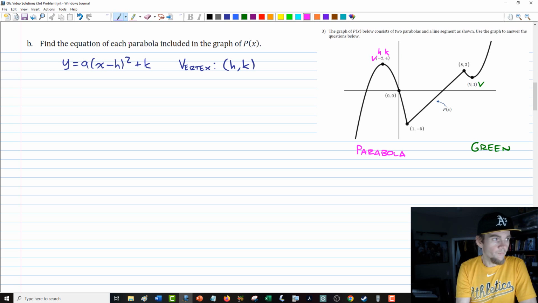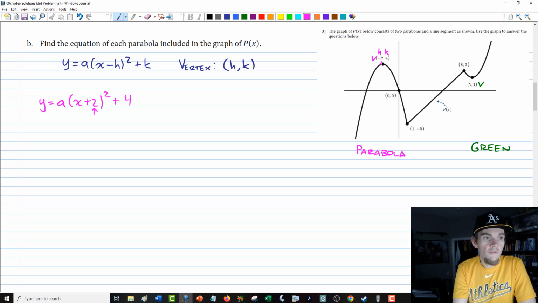So for the pink parabola, we're going to have y equals a. We don't know a yet. That's what we're going to have to find. That's kind of the crux of the problem. Then x minus negative 2, so I'm just writing it as x plus 2 squared, and then plus 4. Again, the 2 came from the negative 2 that was there as the opposite sign, and the plus 4 came from the y-coordinate. It was the same sign.